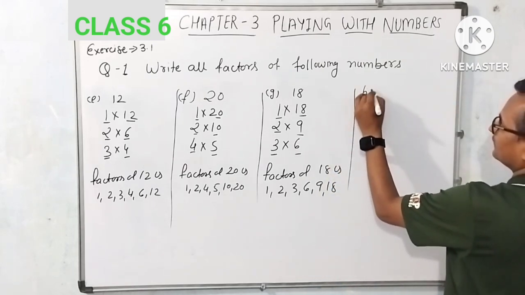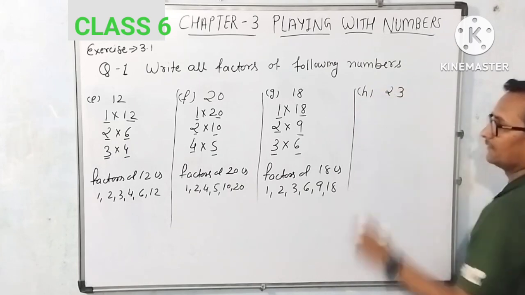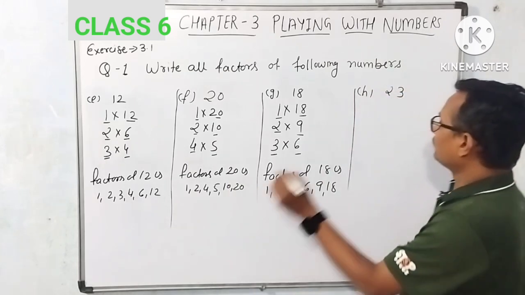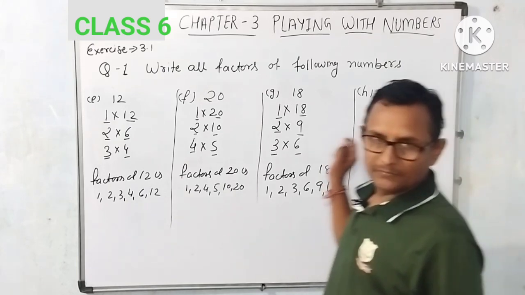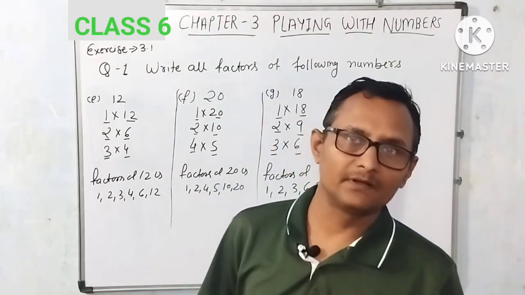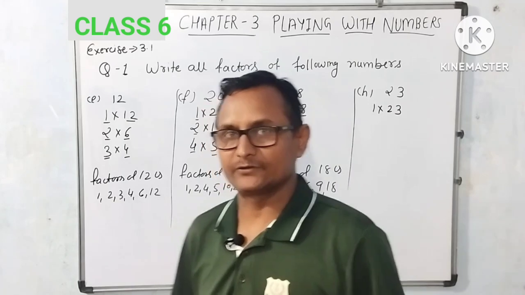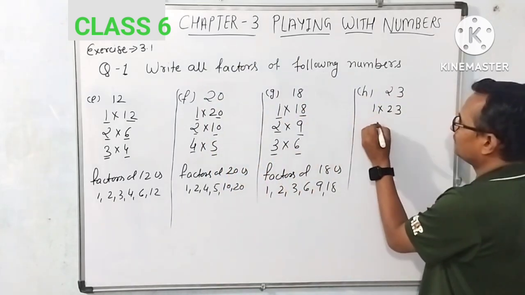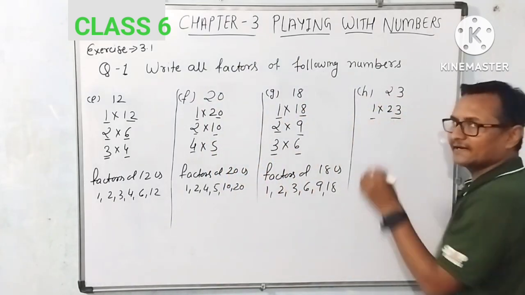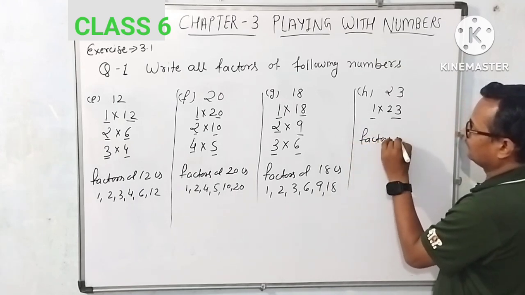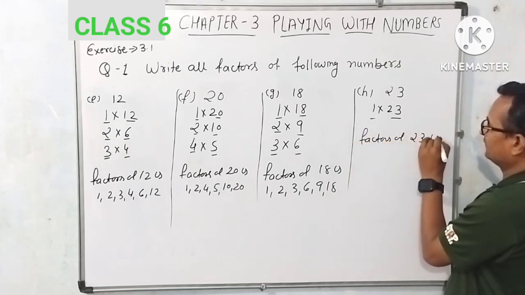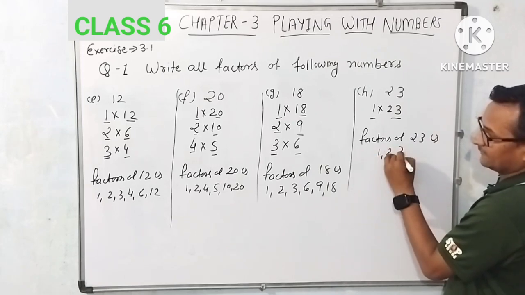H, 23. Friends, again we have to start from 1 into 23. But 23 does not come in any table except 1 or 23. So we can write here the factors of 23 are 1 and 23 itself. So the factors of 23 are 1 and 23.